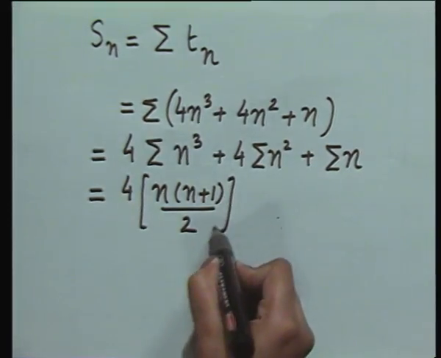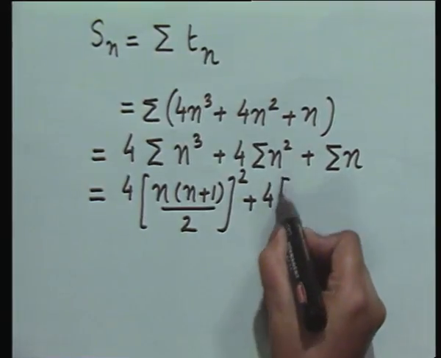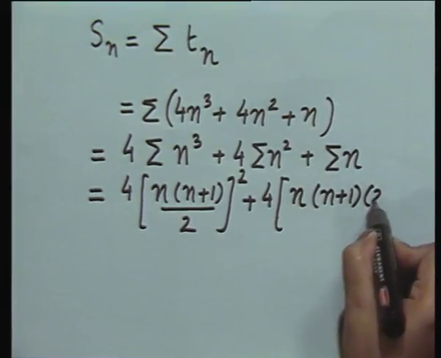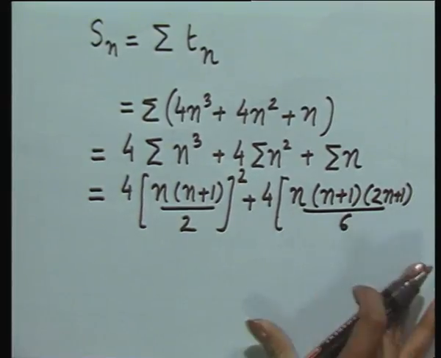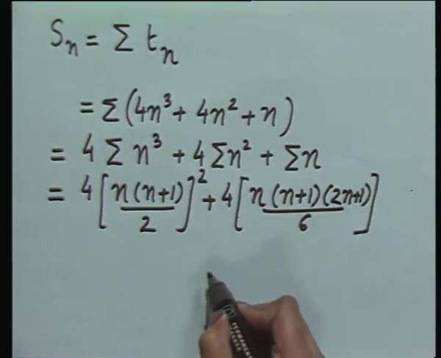It will have the value as n into n plus 1 upon 2 whole square. Exactly. And this will be the same as 4 into n into n plus 1 into 2n plus 1 whole upon 6. That's right. It's the sum of the squares of the first n natural numbers.